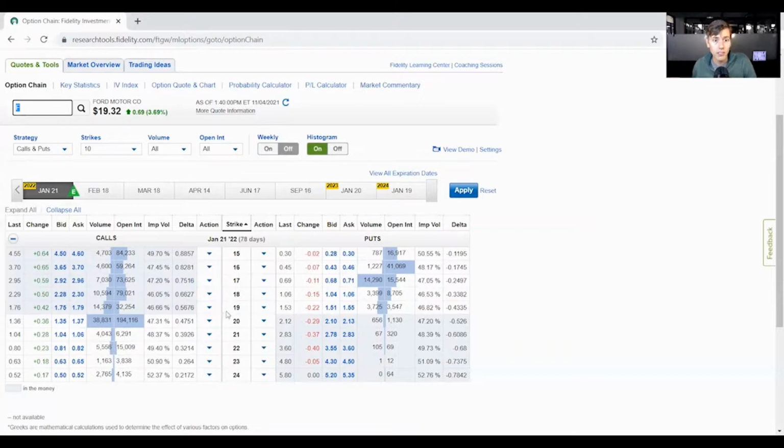So this bullish risk reversal is saying, hey, Ford is $19.32. I am willing to buy shares at $18 by selling this put between now and January. And if it doesn't get down there, I also want to participate in upside above 21. And that's why you would be buying the 21 strike call in this combination. So there you have it.